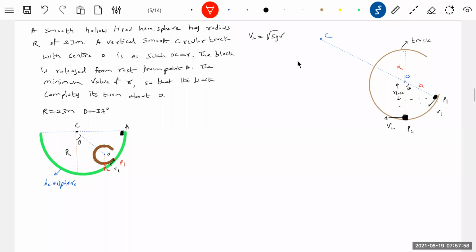What should be the smallest value of R so that the block completes its turn about O? We know the total radius, capital R. Shall we do one thing? First, we know theta. I want the velocity at V1. Can I apply conservation of mechanical energy between A and P1? Yes, we can apply it.